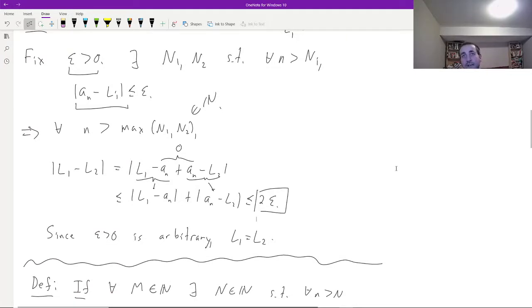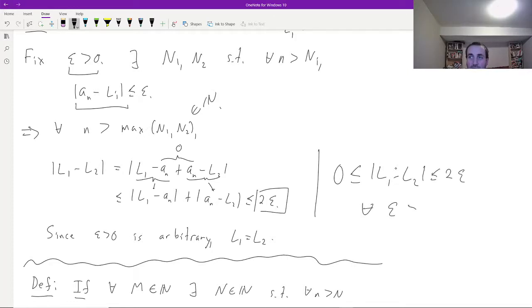So what have I done? I've said that for every epsilon bigger than 0, the absolute value of L1 minus L2 is less than or equal to 2 epsilon. Well, if I have a real number that's always less than 2 epsilon, since 0 is less than or equal to |L1 minus L2|, less than or equal to 2 epsilon, for all epsilon greater than 0, in fact, L1 has to be equal to L2, and so we get exactly what we wanted. Okay, so that's the argument.